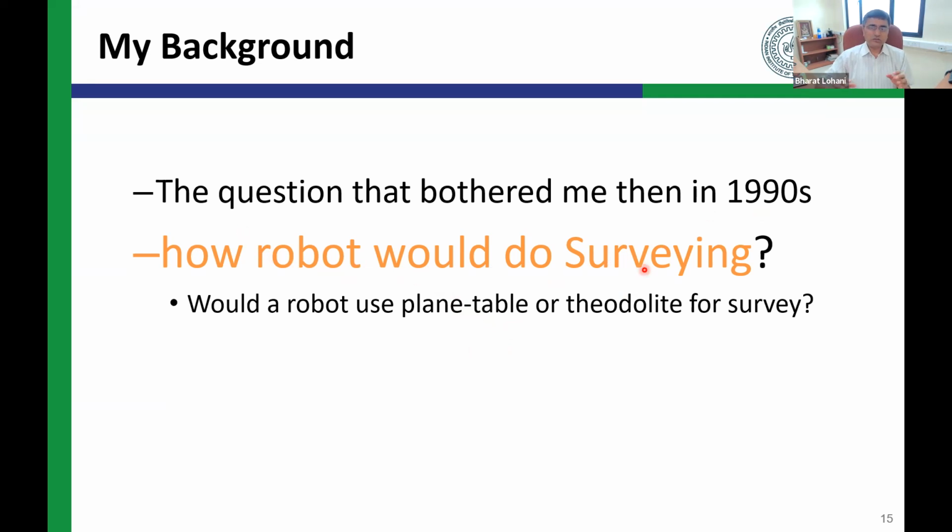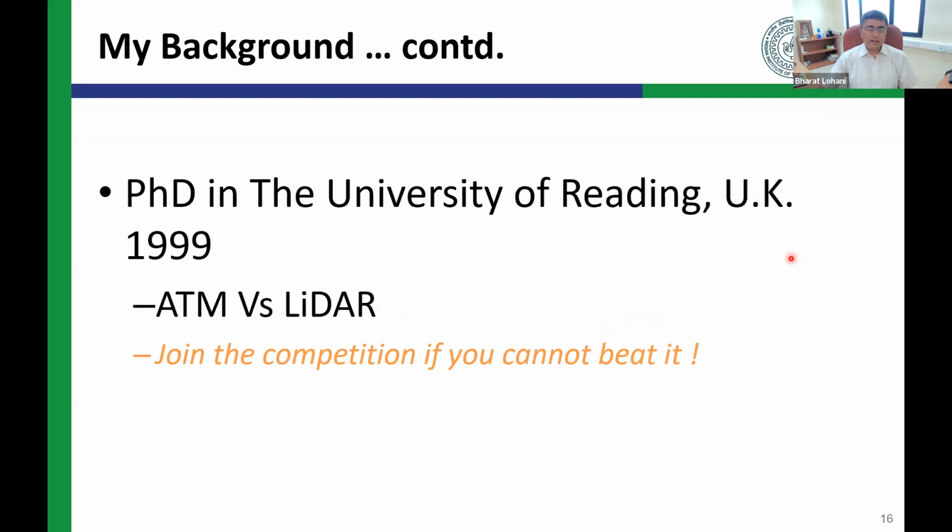Because the effort was too much in the field and no possibility of automation was there in the case of the theodolite or the plane table. So this thought was always there in my mind. Then in 1999, I completed my PhD in the University of Reading. And at that time also, initially I was working with airborne thematic mapper. In 1996, I started working with the airborne thematic mapper data for geomorphology.